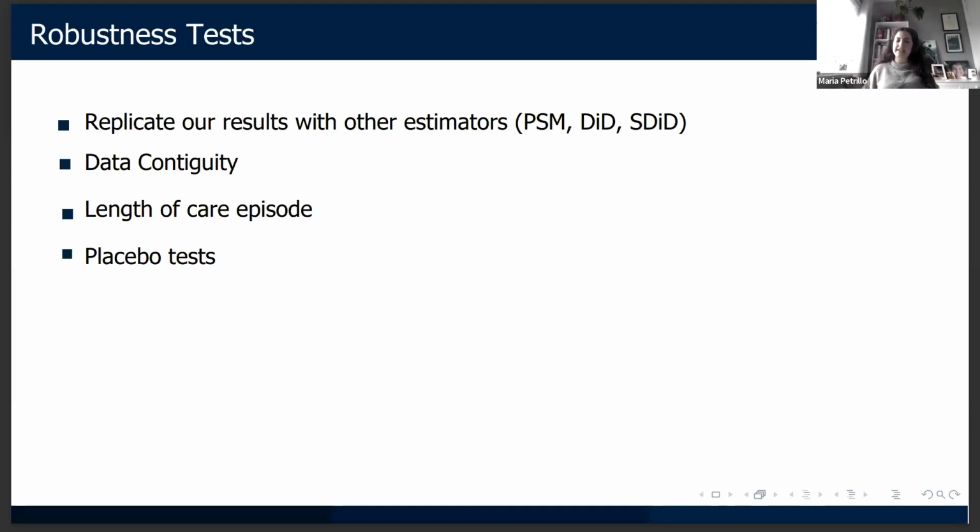We want to challenge this, and so we take into consideration in our robustness test also the length of the care episode, considering those individual unpaid carers who provide unpaid care for 3 continuous years and 5 continuous years. And then we run different placebo tests in a Monte Carlo simulation style, which confirm the credibility of our result.